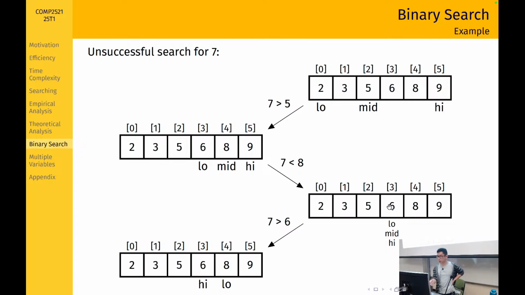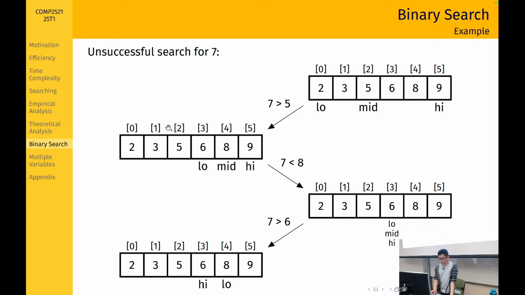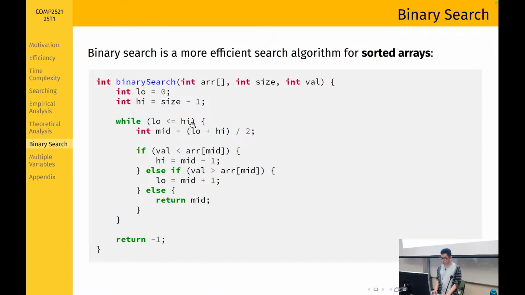And now 7 is greater than the middle value here, right? So that means we're going to update low to mid plus 1, right? And now low is greater than high, right? So that means this condition is false. So that means the while loop stops and we return -1.